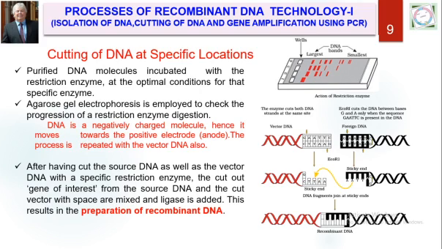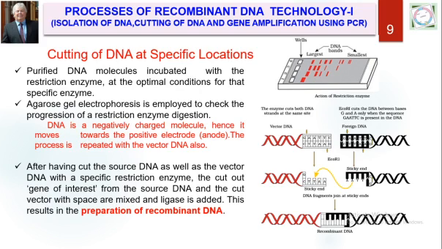Then cutting the DNA at specific location. The purified DNA molecule is incubated with the restriction enzyme, and the optimal condition is provided for the specific enzyme. Then after, these cut DNAs are separated using gel electrophoresis, and as we know, DNA is a negatively charged molecule, hence it moves towards the positive electrode or anode, and the same process is repeated with the vector DNA also, so that you get appropriate DNA molecules.